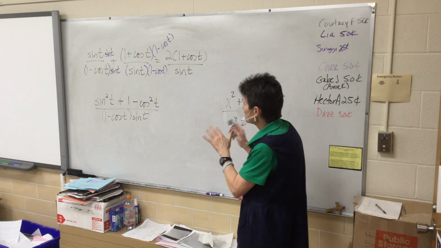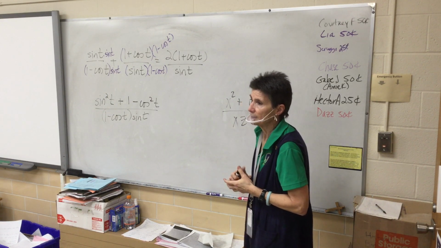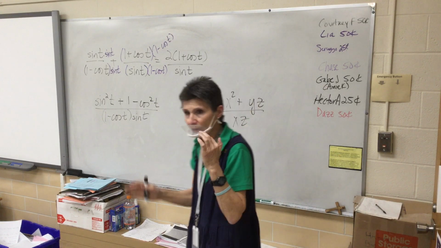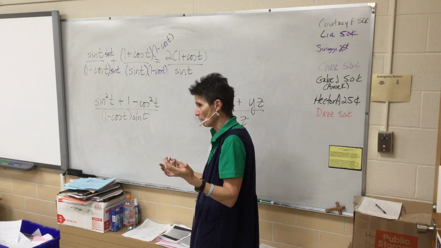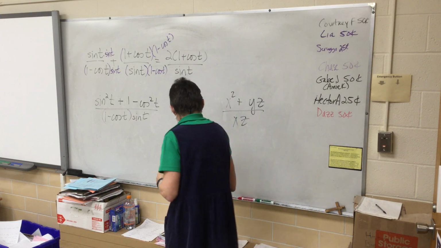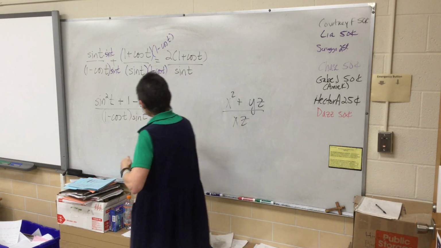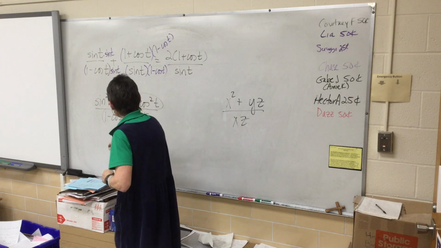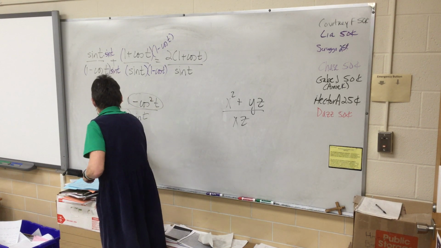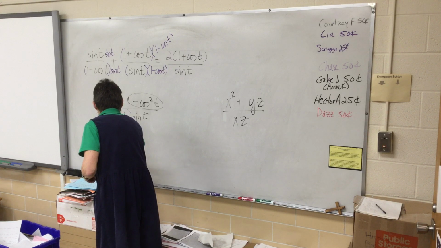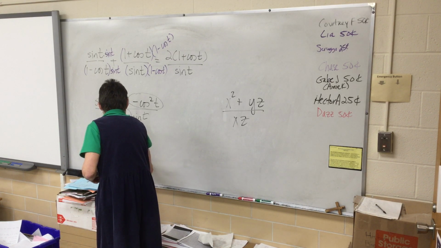Kids, what's 1 minus cosine squared? Sine squared. I know you're fixated on factoring, and that's okay, but you only want to factor if it takes you somewhere. And it won't in this case. I'm going to go ahead and make that sine squared. So now I have 2 sine squared over 1 minus cosine sine.